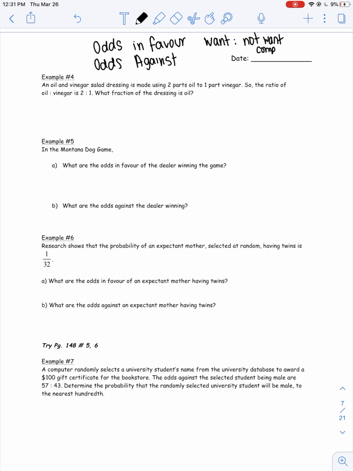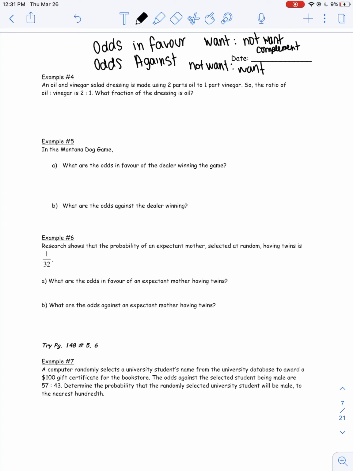And how that relates to the last unit is our not want was kind of like the complement. These two numbers should always add to your total. So if you added them together, the want and the not want, they would add up to your universal. So it kind of relates to what we did before. Odds against is when you go not want to want. So what you don't want versus your want, your complement versus what you do want.